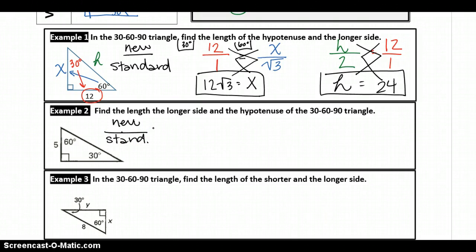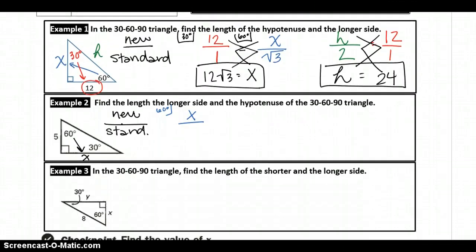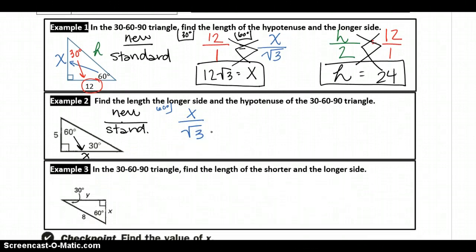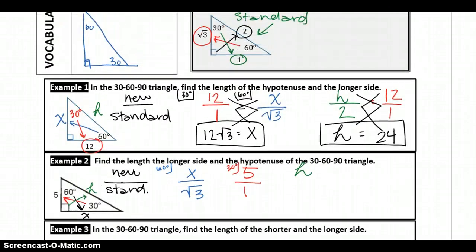Alright, so in our new triangle, let's look first at what's across from the 60 degrees, which we don't know, so let's call that x. So across from the 60-degree angle, we have in our new triangle x, and in our standard triangle, if you need a reference back up, across from the 60 was square root of 3. Across from the 30-degree angle, we have in our new triangle a length of 5, and in our old triangle a length of 1. And in our hypotenuse, in our new triangle we don't know what it is, so I'm going to call it h. And in our old triangle it was a length of 2.